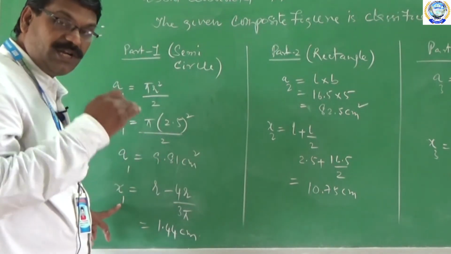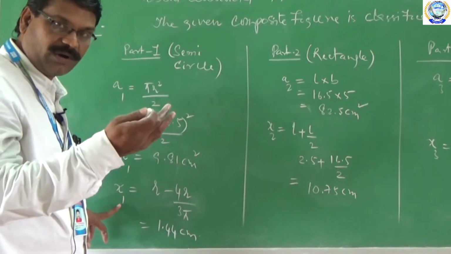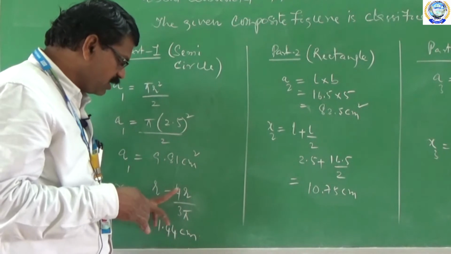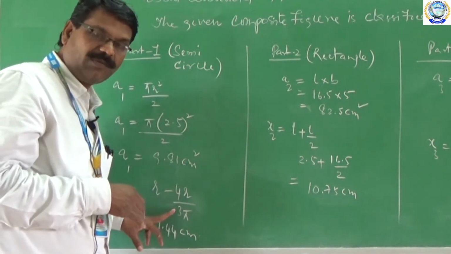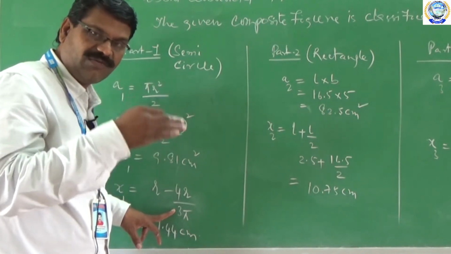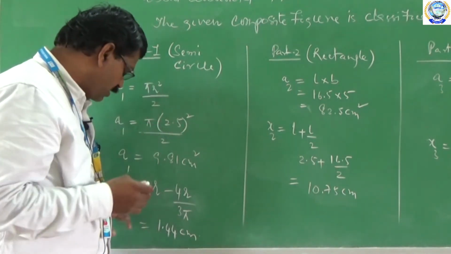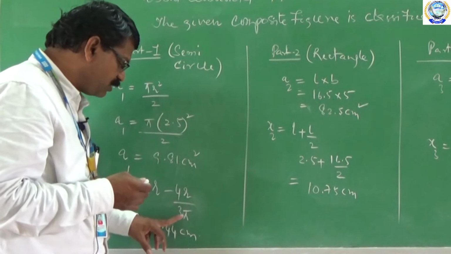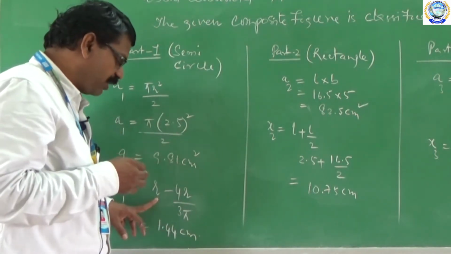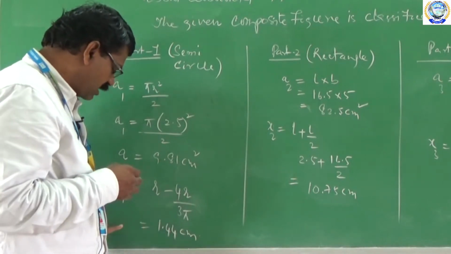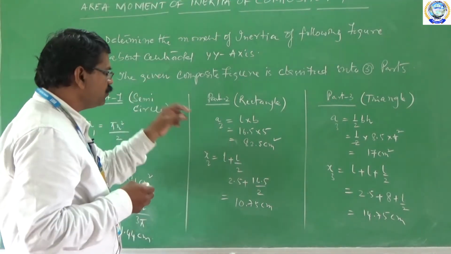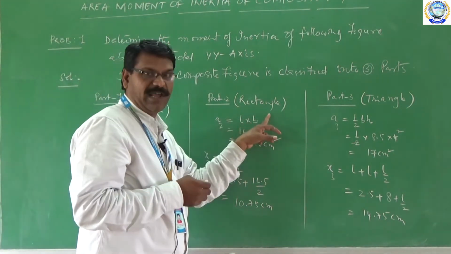Similarly, next we need to find both the x coordinate and y coordinate. Let us see the first coordinate, x1. x1 is equal to r minus 4r by 3 pi. This is the formula to find the x coordinate with respect to the semicircle. After substituting the value of r as 2.5 and simplifying, we get x1 is equal to 1.44 centimeter. Similarly, coming to part 2, this is called the rectangle.